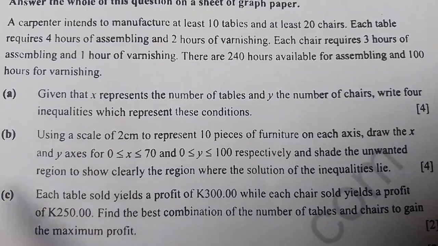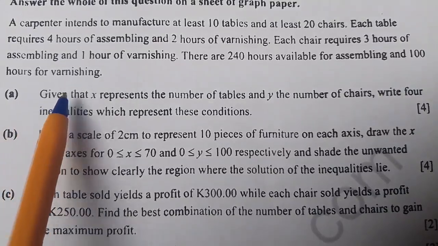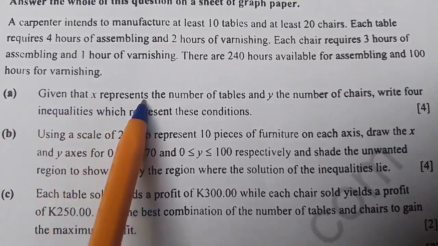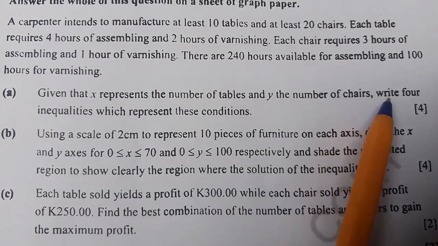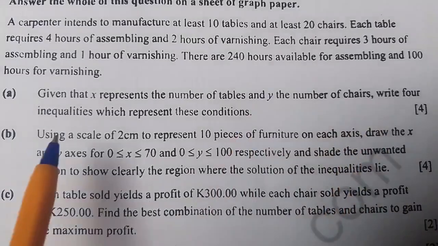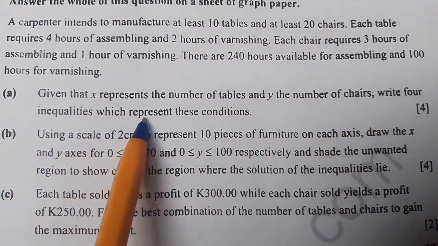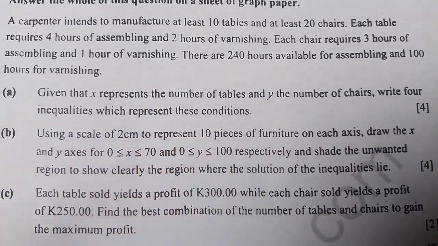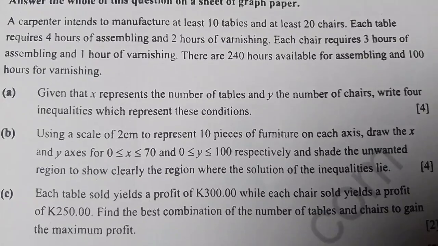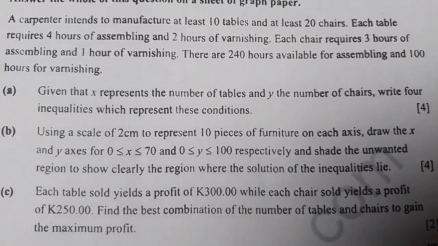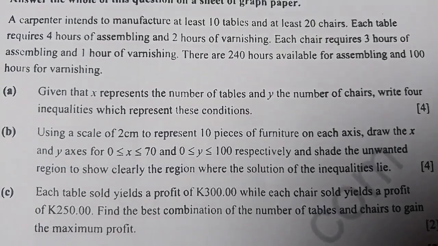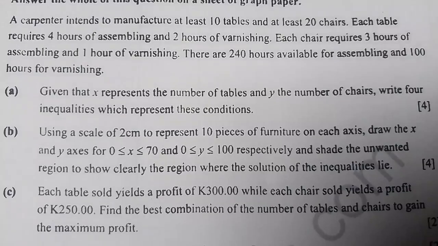The first question is saying, given that X represents the number of tables and Y the number of chairs, write 4 inequalities which represent these conditions. This is the first question. So you write the 4 inequalities which represent these conditions.